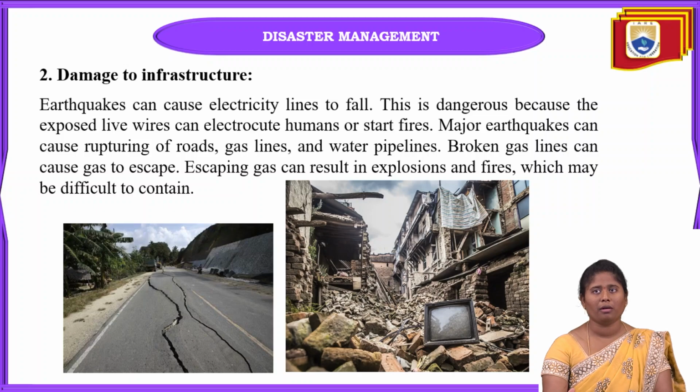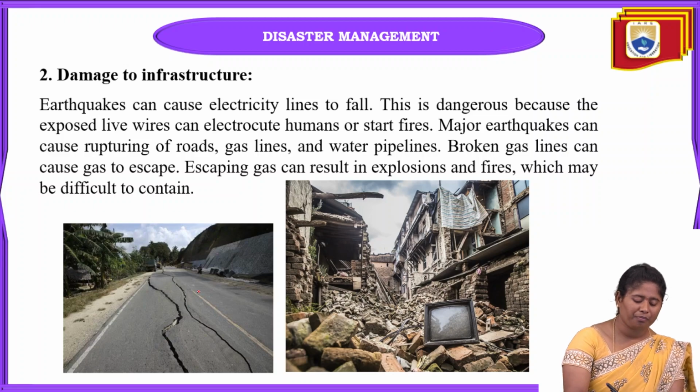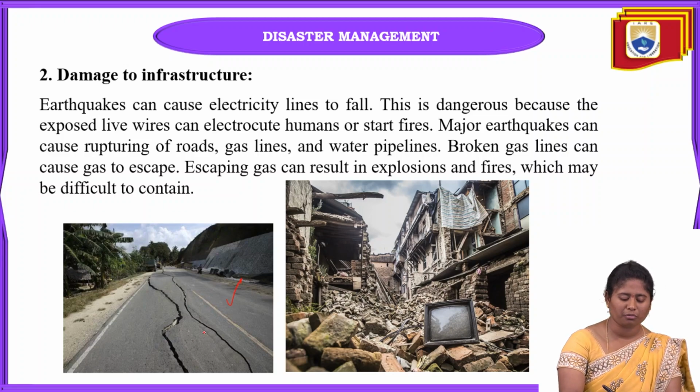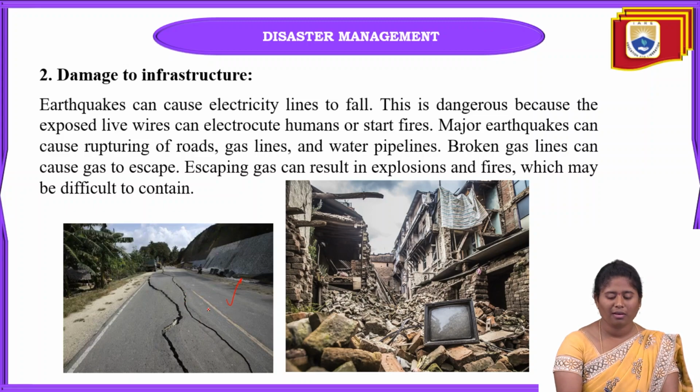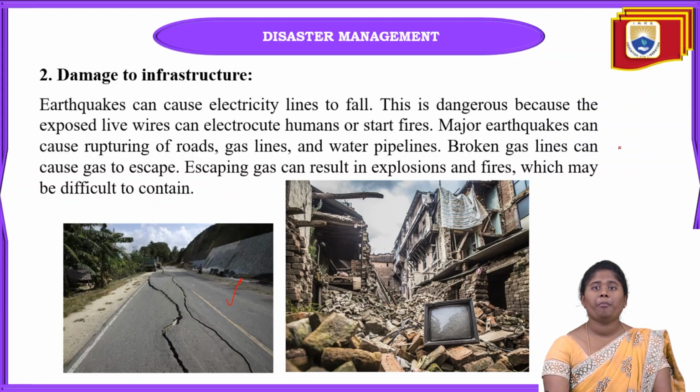Due to major earthquakes, it can also cause rupturing of roads, gas lines and water pipelines. In the first picture you can observe how the overall transport system, the road, formed cracks because of the earthquakes. If gas systems are broken and the gas is released into the atmosphere, that will lead to explosions or fire accidents.